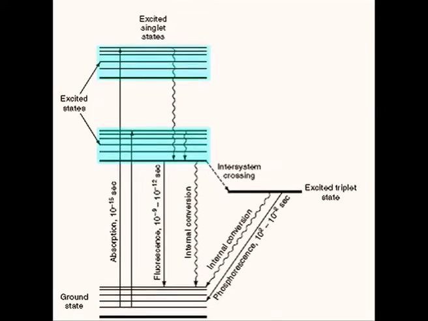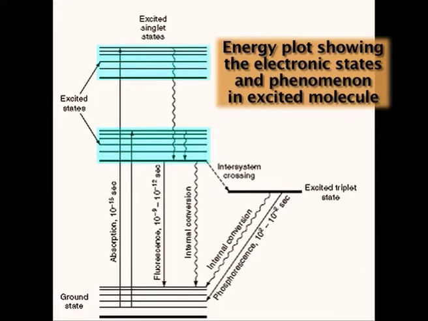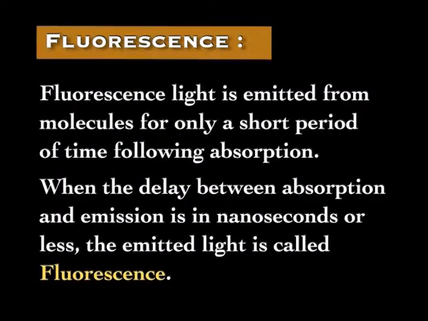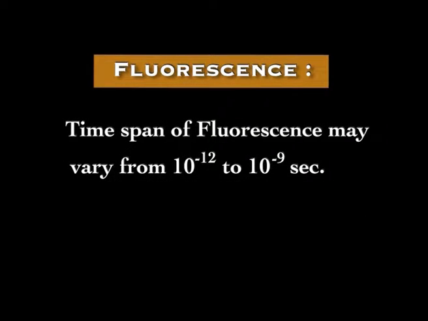A part of it is non-radiative, which is called vibrational relaxation, due to which it comes back to the lowest vibrational level in the excited state. Once it comes to the lowest vibrational level of the excited state, it will come to the ground state. During this, it liberates a photon of energy, and this is known as fluorescence. Typically, the time span of fluorescence is 10 to the power minus 12 to 10 to the power minus 9 seconds.